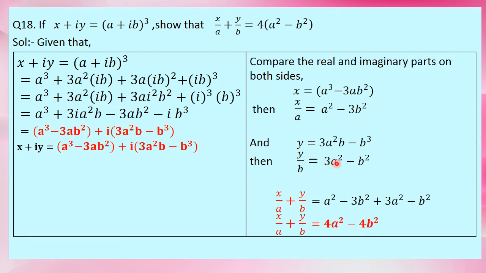Now, we will add both this x upon a and y upon b. So, a square minus 3b square plus 3a square minus b square. We add the like terms. So, a square and 3a square is 4a square, minus 3b square minus b square is minus 4b square. Therefore, the required condition we proved.